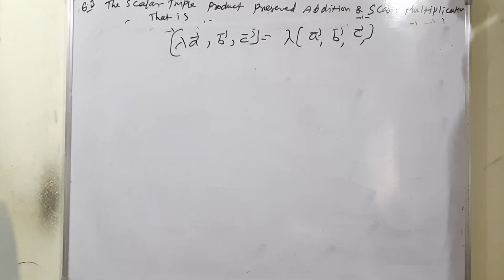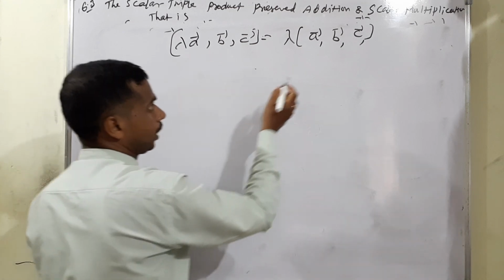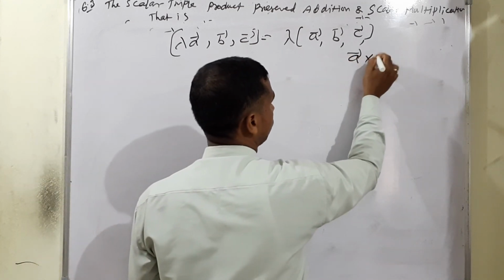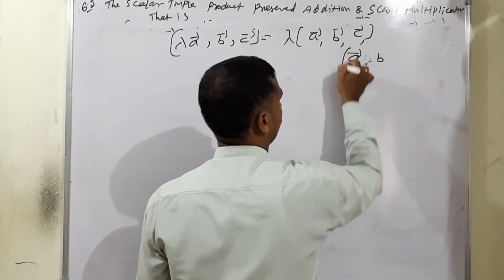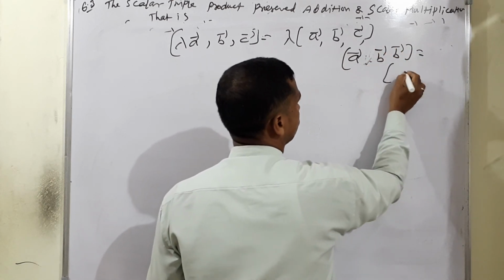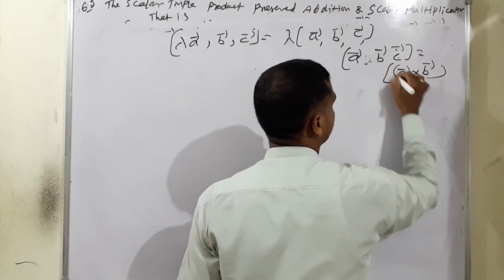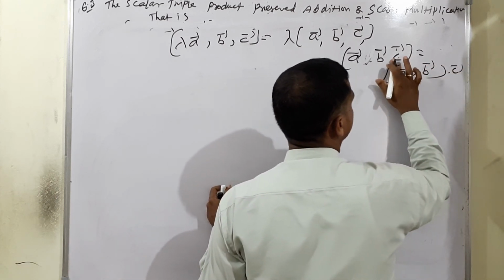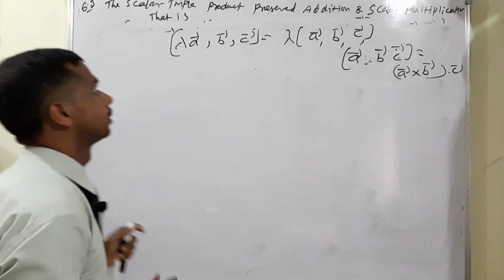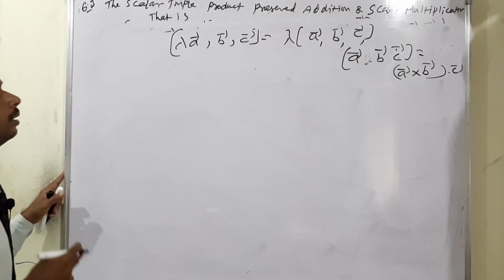Now look at there. First one, the same scalar triple product. What is the meaning? The box product of A vector, B vector, C vector is equal to A vector cross B vector dot C vector, isn't it? This is the scalar triple product. Look at there, A, B, C.